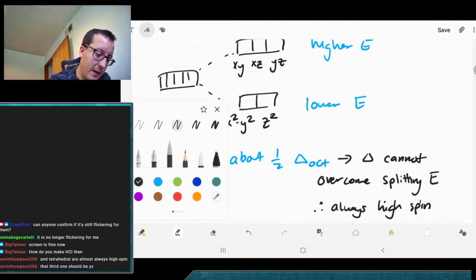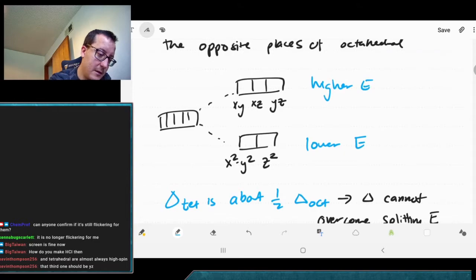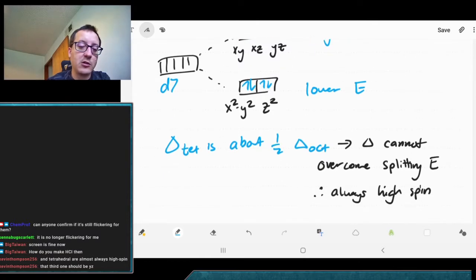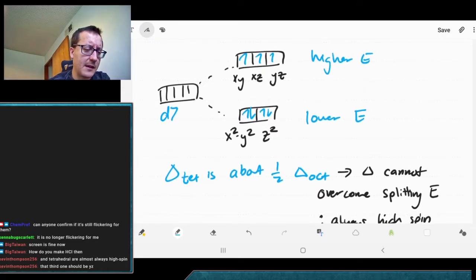So let's say we have something with D6. We would fill them up individually and then start pairing them off after. Or D7, we'll say, let's do something with D7, just to make the bottom ones a little happier there. And so you're going to see that tetrahedral complexes are pretty much always high spin. You're going to end up with unpaired electrons all over the place. I don't think this would actually even make a tetrahedral complex. D7 probably wouldn't, so let's say D5.